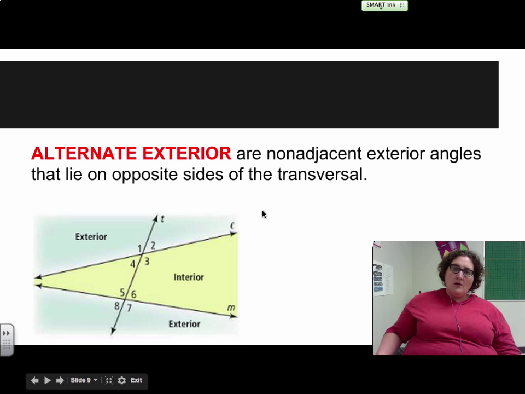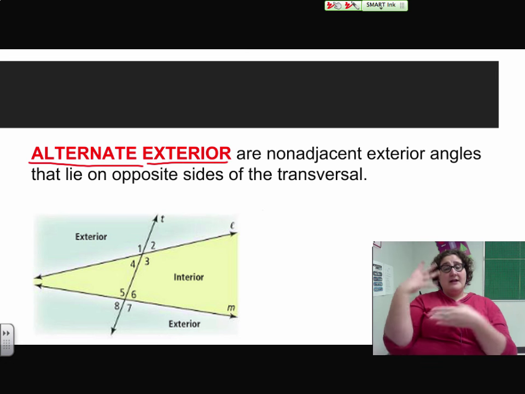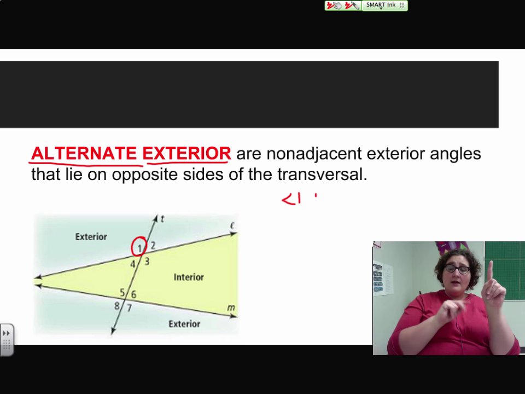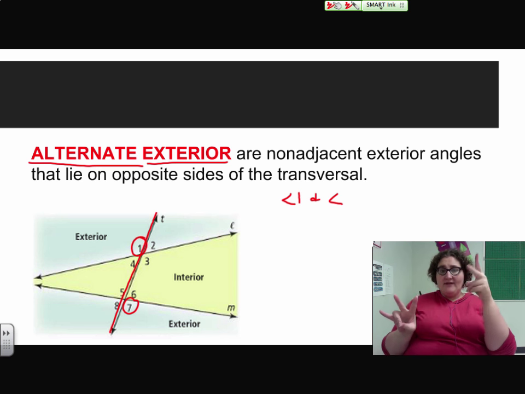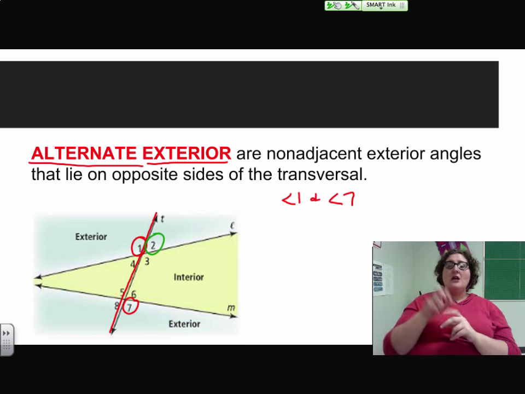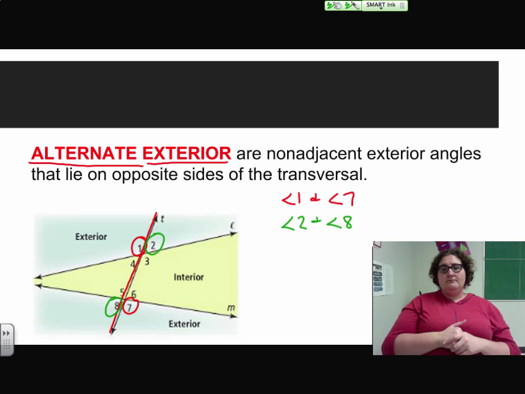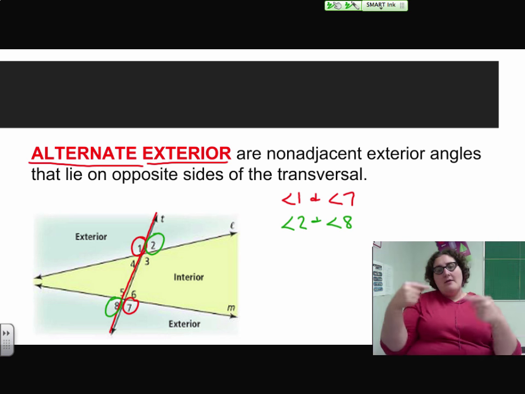Alternate exterior. Okay, now we know alternate means on opposite sides, exterior means on the outside. So if I say angle 1, then the alternating side of my transversal would be 7. And then the other one would be, I'll use a different color so you can see it, angle 2 and angle 8. Because those are non-adjacent exterior angles that lie on the opposite sides of the transversal.